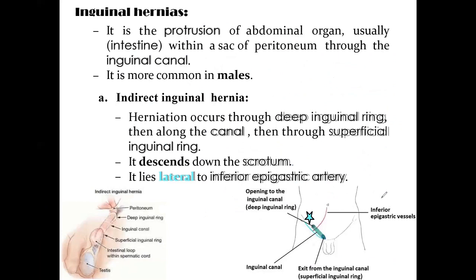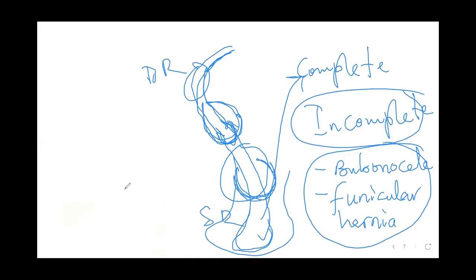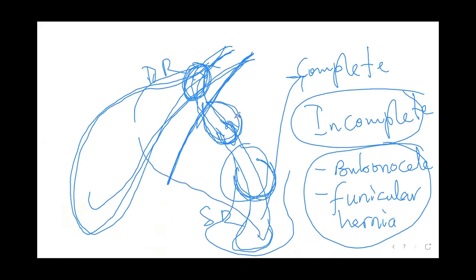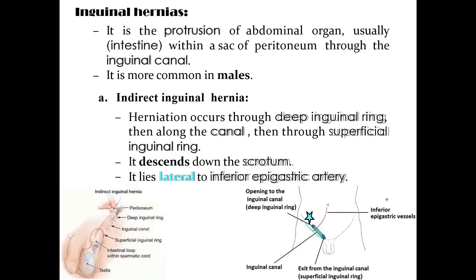So, if you remember what I told you, because the inferior epigastric vessels are lying here, medial to this sac, to the ring. So it means this sac will lie lateral, okay, as they come out before going in this direction. I believe that is clear. So that is about indirect hernia.